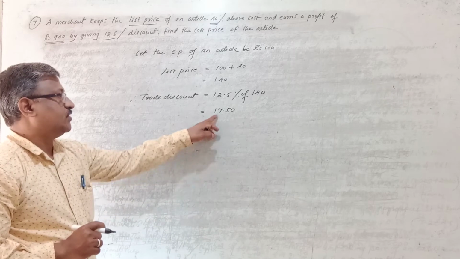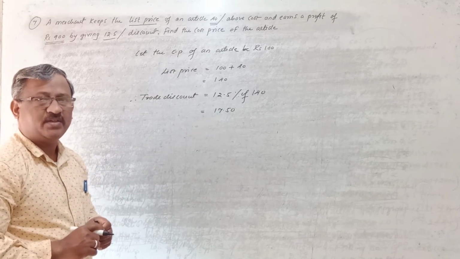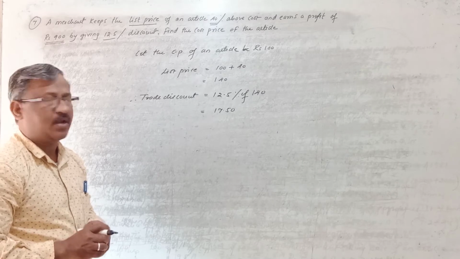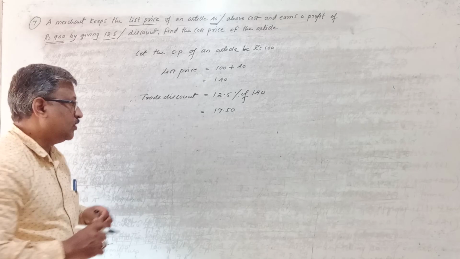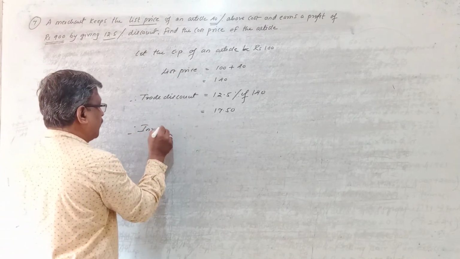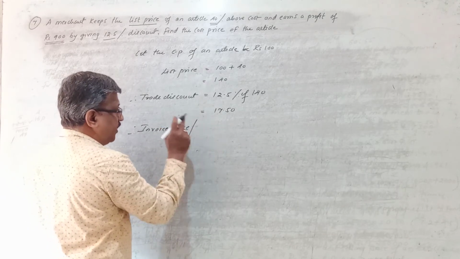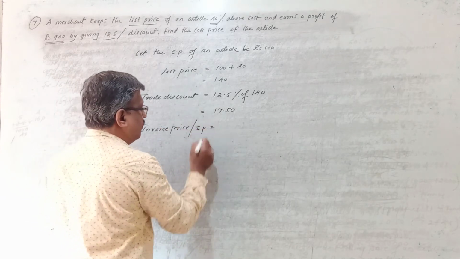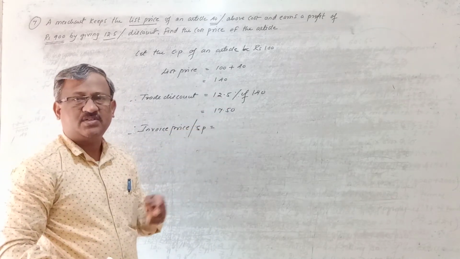So after giving this discount, he is selling that article. At what price is he selling that article? That selling price I want to calculate. Because in this problem there is no cash discount, directly I have to calculate the invoice price. This invoice price itself is called the selling price, because he is giving only one discount, and by giving only one discount he will sell that article.